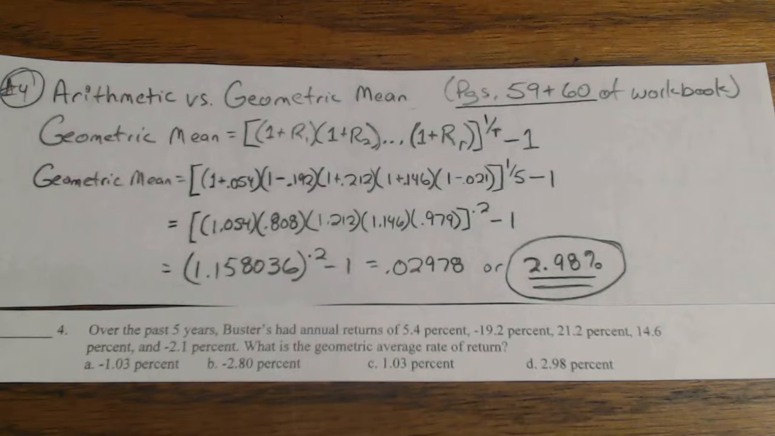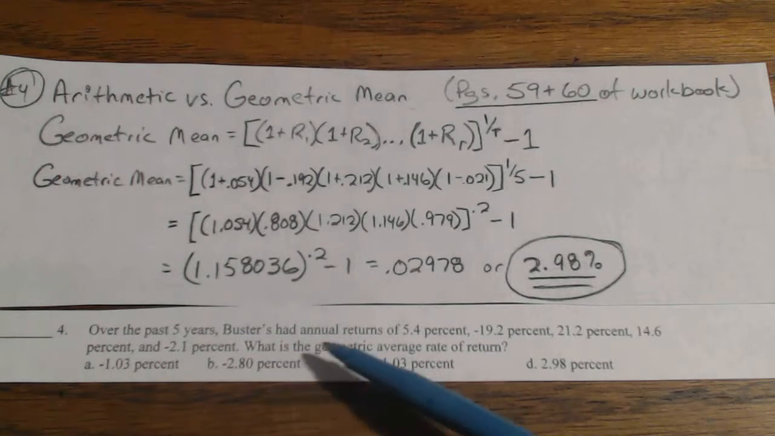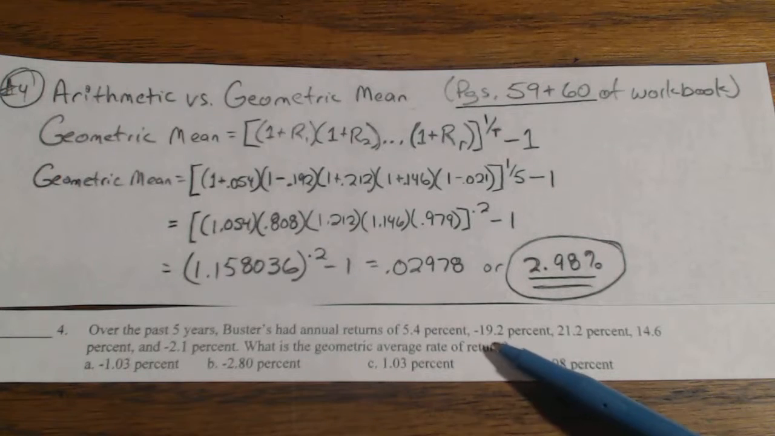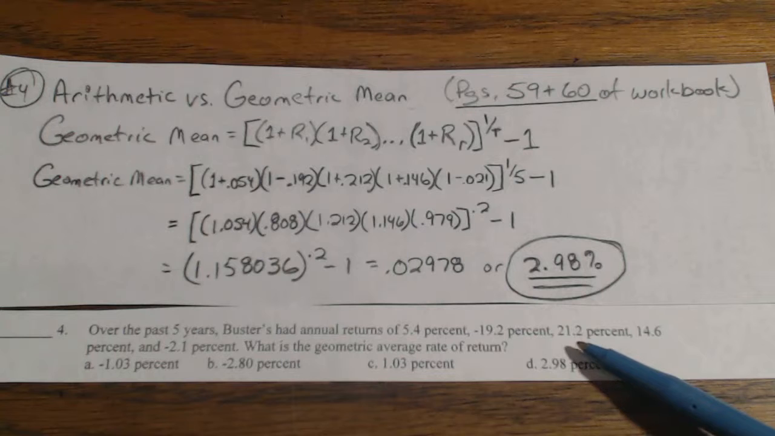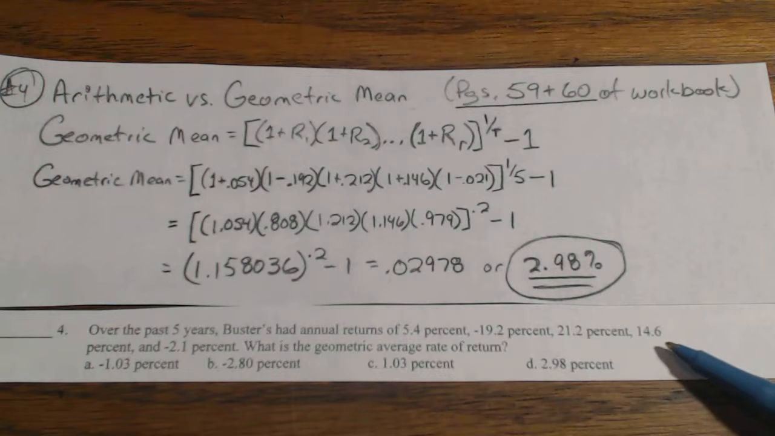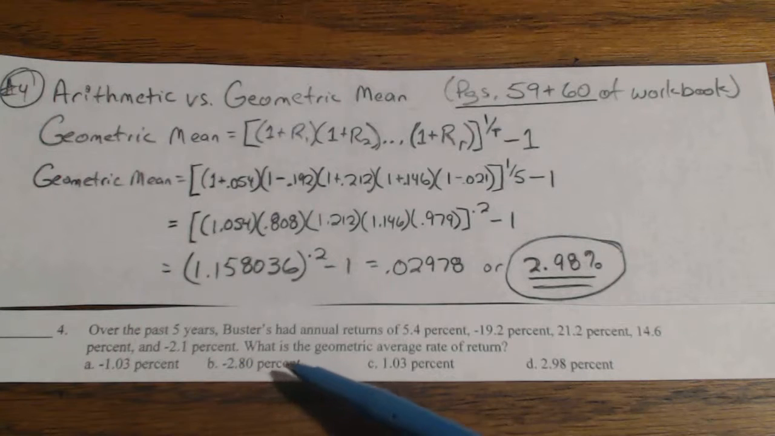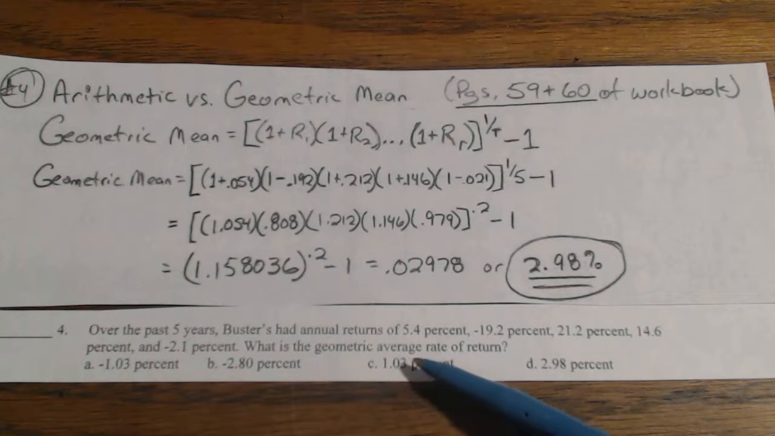Okay, this is Business 342, the practice final, set 2, problem number 4. It says, over the past 5 years, Buster's has had annual returns of 5.4%, negative 19.2%, 21.2%, 14.6%, and negative 2.1%. What is the geometric average rate of return?